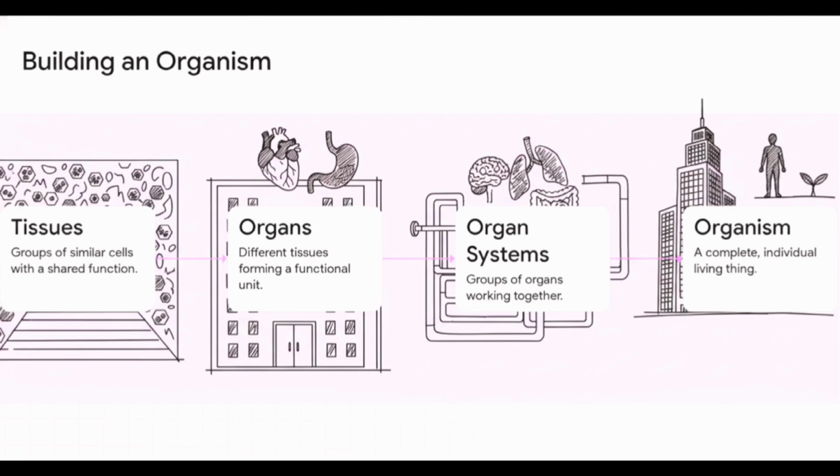Then those floors combine to create organs, which are like entire departments. You link those departments together, and suddenly you have organ systems. That's the building's entire infrastructure, like the plumbing and the electrical grid. And finally, you have it, the finished product, a complete, fully functional organism, the whole building.